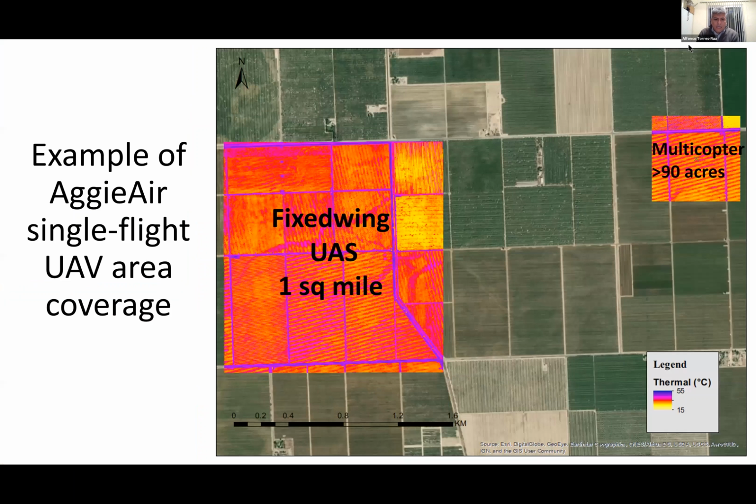And as a comparison of what a multicopter, a VTOL, and a fixed wing can collect in the same amount of time, if we look at this picture on the right side, we see a multicopter that can cover an area larger than 90 acres in around 20 minutes. A fixed wing at a higher elevation in the same time can cover 1 square mile. And that brings some economy of scale in terms of using different platforms or different UAVs for agricultural applications.